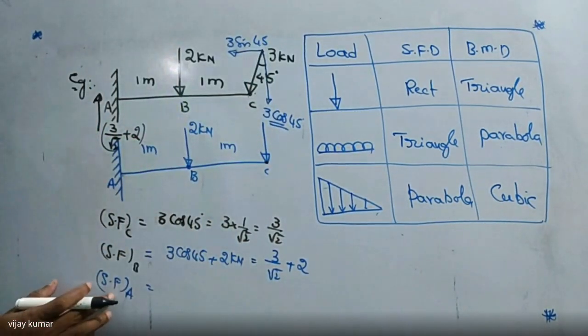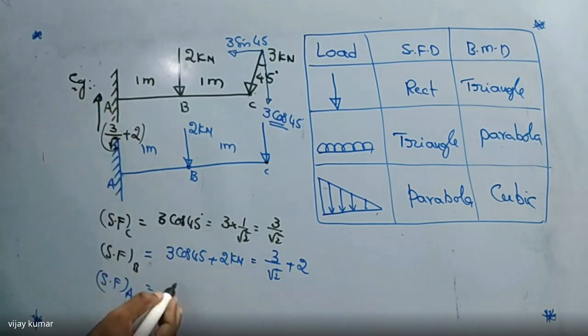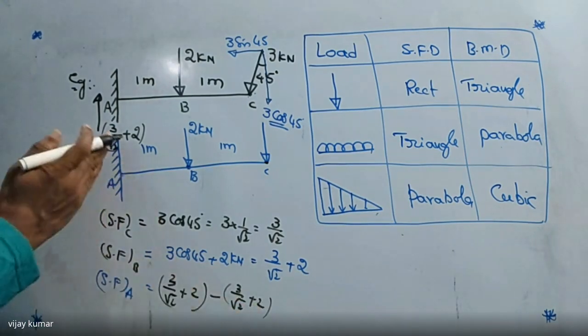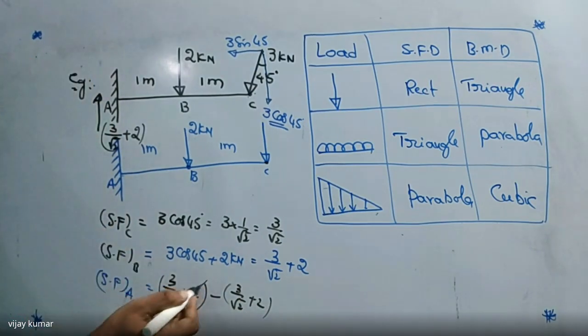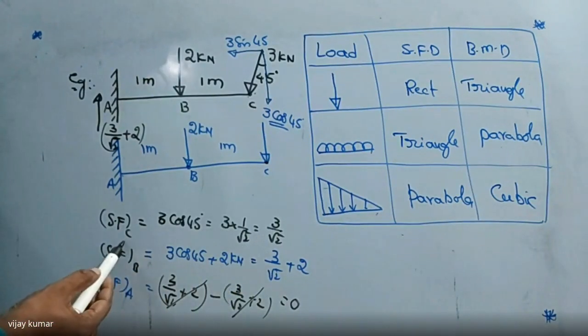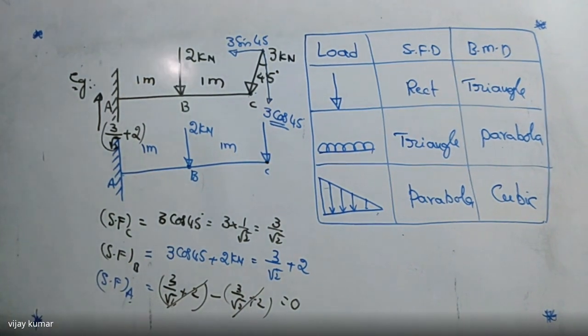If you take it at point A, what is the shear force here? We are writing 3 by root 2 plus 2, which is positive, minus 3 by root 2 plus 2, which is negative since it is acting in the upward direction. So these two cancel and it equals 0. Did you get my point or not? So the shear force at point C is clear, point B is clear, point A is also clear. So how do we draw the diagram here? I want to draw the shear force diagram directly.